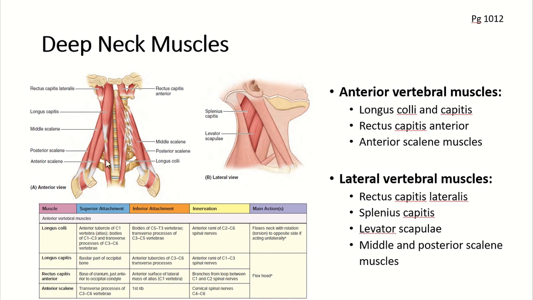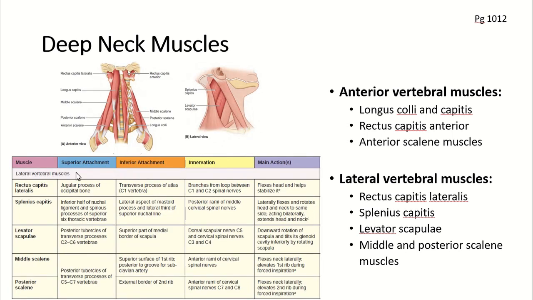And we have the anterior scalene, which comes from, you can't quite see its origin, the transverse processes of C3 through C6 vertebrae, and makes its way down to the first rib. All of those muscles are there to flex the head, okay? In addition, we have the lateral vertebral muscles, which consist of the rectus capitis lateralis. You can see the rectus capitis lateralis right here at the top of this picture.